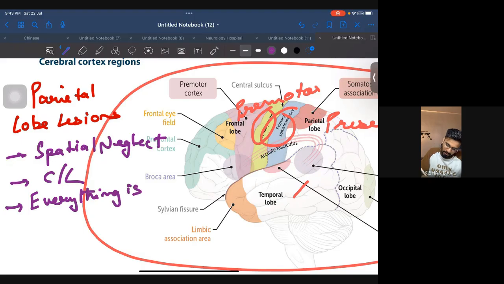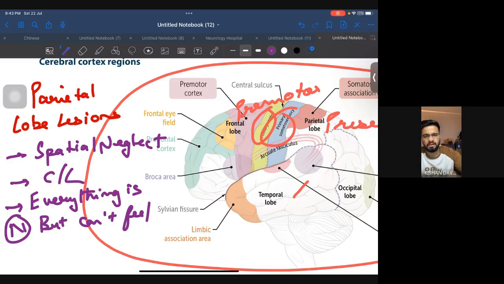Everything is normal but the patient can't feel. So what is the problem here? You won't be able to feel half of your body. There is no paralysis. Everything is normal, but you won't be able to feel. It's like half of the body has been detached from you. In the question they will say the patient is not able to feel the left side of his body. It is sensory.